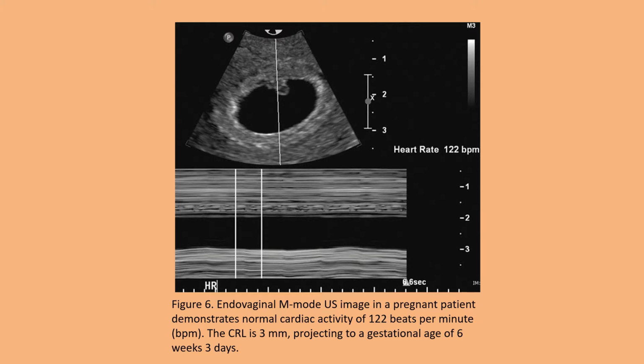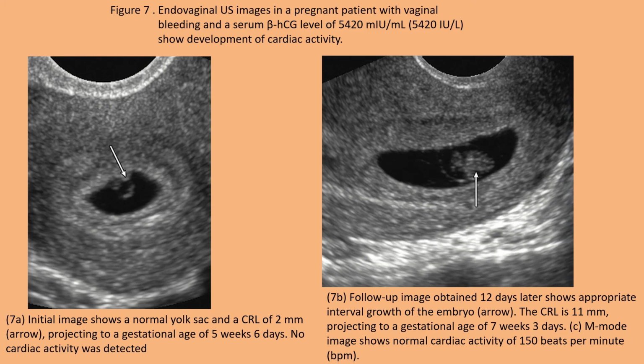The crown rump length is 3 mm and the gestational age is 6 weeks and 3 days. Here is an endovaginal ultrasound image of a pregnant patient with vaginal bleeding. The initial image shows a normal yolk sac and crown rump length of 2 mm, projecting into a gestational age of 5 weeks and 6 days, and no cardiac activity detected.